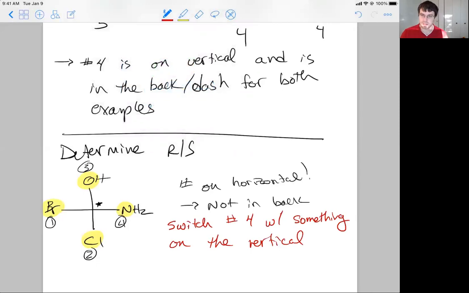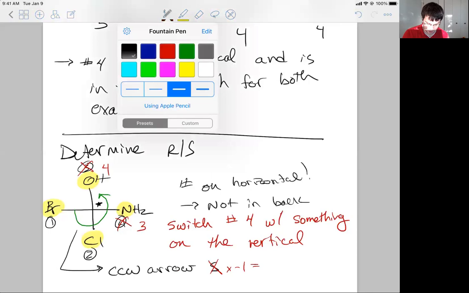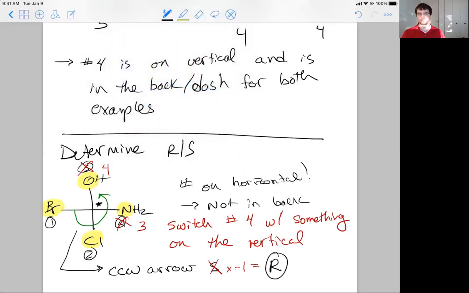So what is that? Well, we could go either way, right? We could go up to 3 or down to 2. Let's do both. So I'm going to switch 3 and 4 around. So this is going to be 3 and this is going to be 4. So I've switched those two. And now I'm going to connect from 1 to 2 to 3. If I do that, I get a counterclockwise arrow, which indicates that it's S. But we have to multiply that times -1 to take the opposite of it, which means that our true answer is R. Okay.